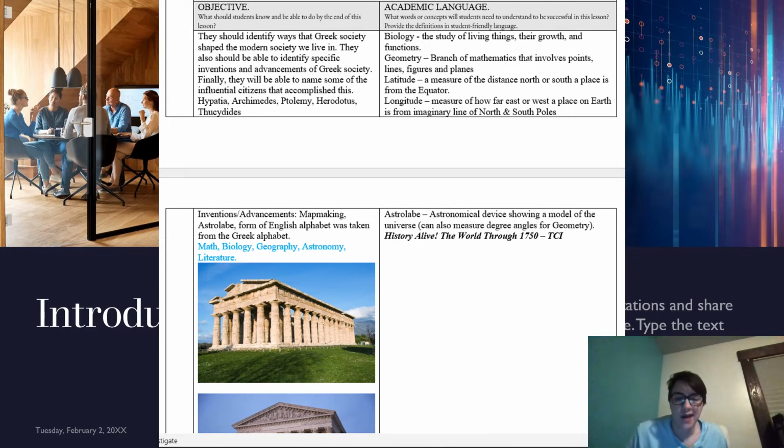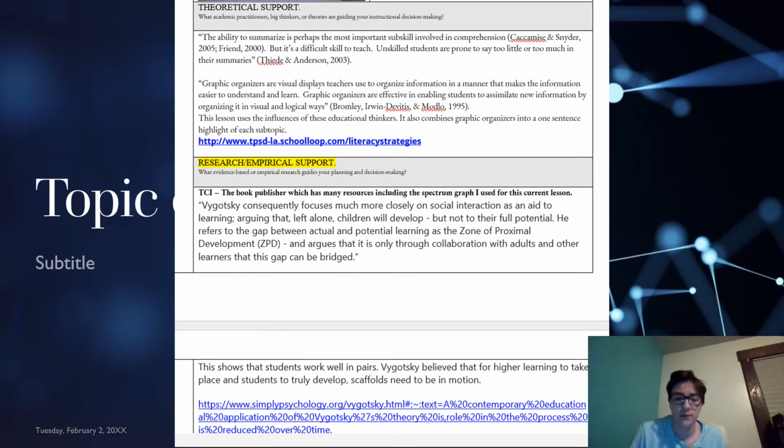But for this, I just changed the wording of my objective. So instead of saying they should know ways, I said identify ways. That's more specific. Instead of saying know ways, well, how do you know if they know? Or know could mean anything. They could think they know, but do they really? So identifying the ways that Greek society shaped the modern society we live in, that really makes that an obvious, identifiable, testable objective.